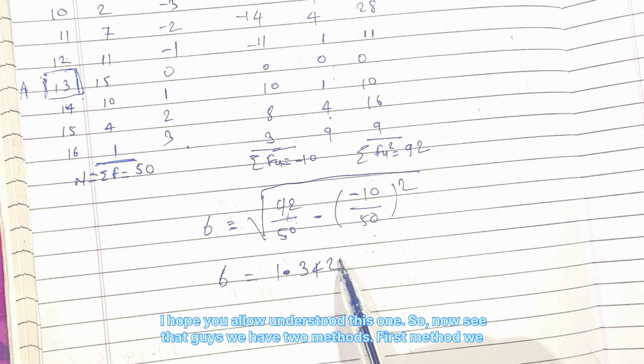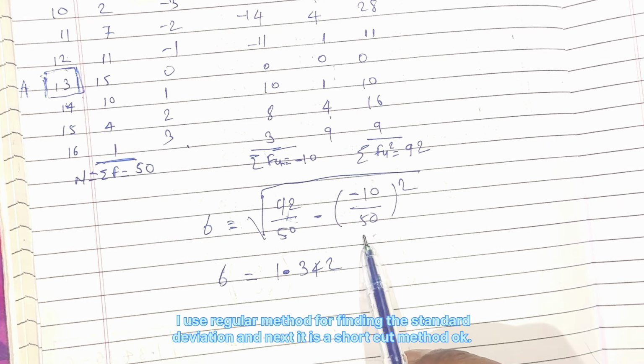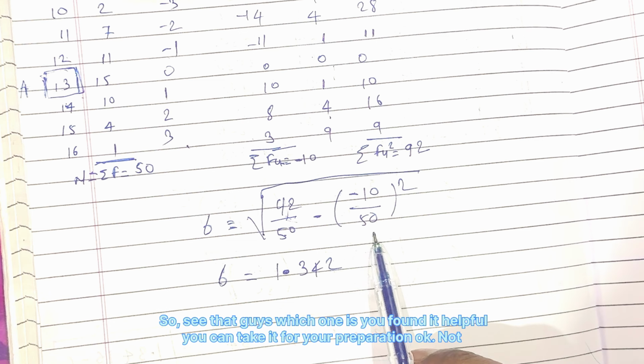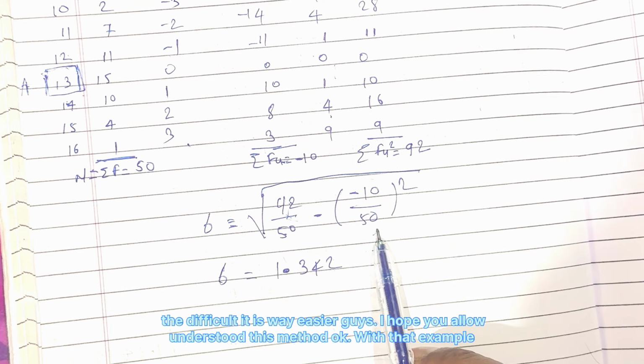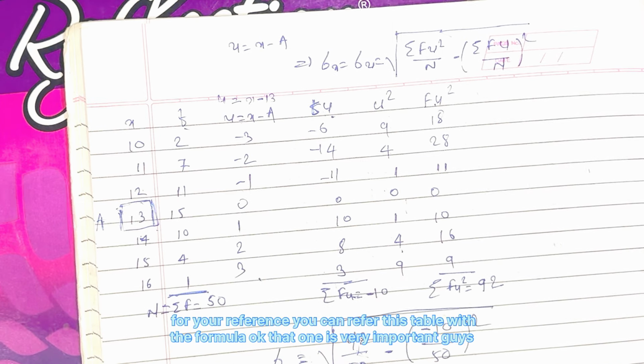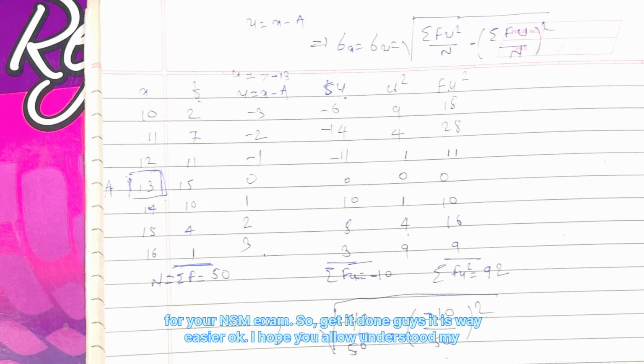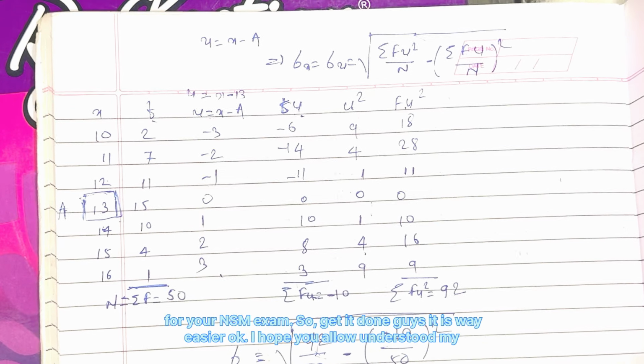Now see that, guys, we have two methods. In the first method, I used the regular method for finding the standard deviation, and next is the shortcut method. See which one you found helpful, and you can take it for your preparation. It's not that difficult, it's way easier, guys. I hope you all have understood this method. With the example for your reference, you can refer to this table with the formula. That one is very important for your end-sem exam. So get it done, guys, it is way easier.